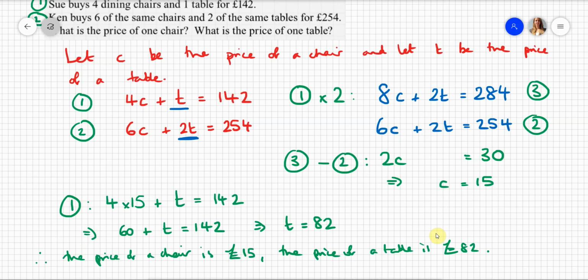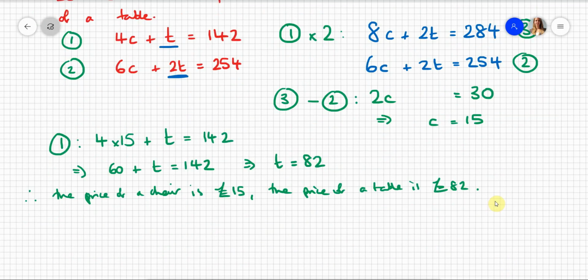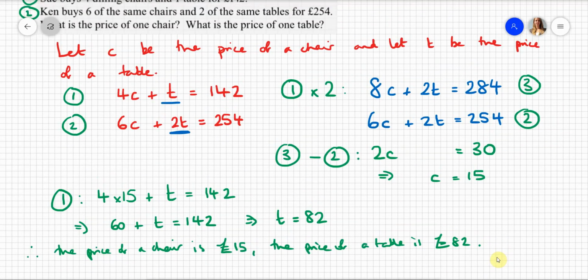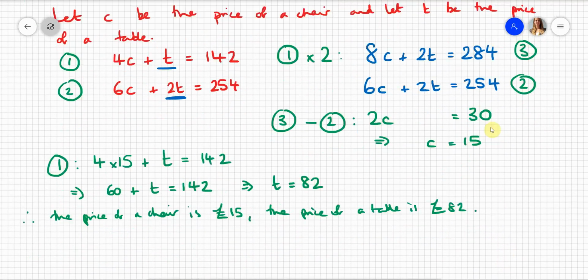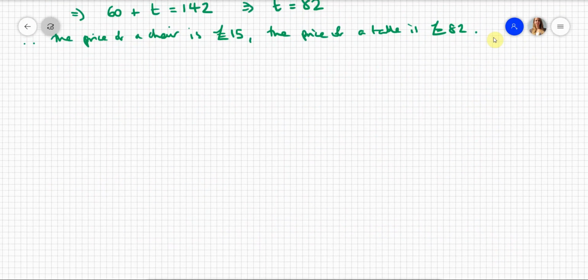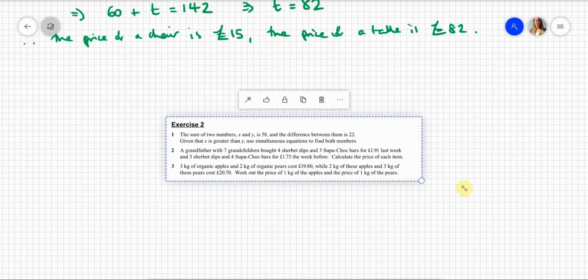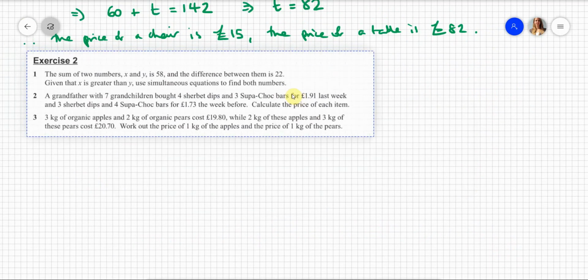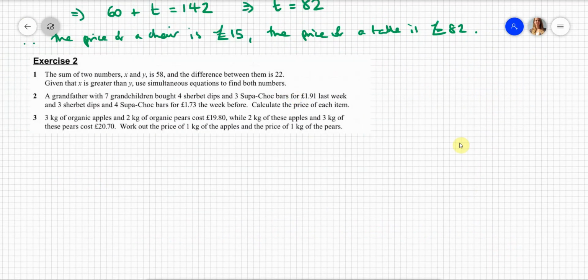So what I would like you to do now is have a go at the questions from exercise 2. I have missed out a few of them, and I'm going to put the ones I want you to do up on the screen as well. Make sure you have paused the video and copied this example out, please. So I would like you to do questions 1, 2 and 3.